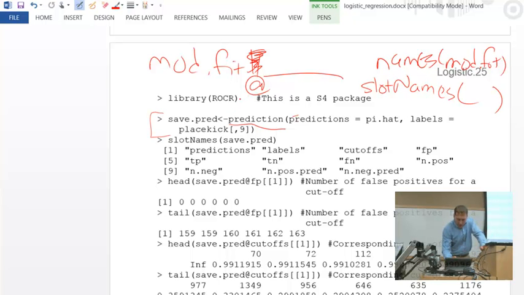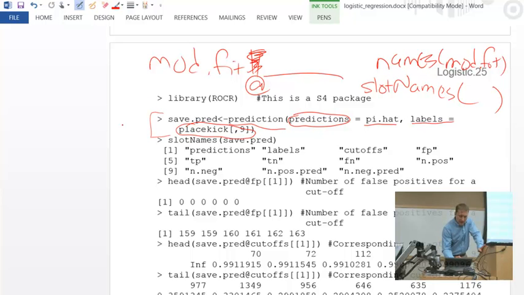There is an argument inside of the prediction function called predictions. This is where you can put in your pi hats. So I'm just using the resubstitution method here. So I put in my pi hat that I calculated before. And then in the labels argument, this is where you specify, well, was this truly a success or a failure? So remember the 9th column, logistic gave me that information. That's my good variable.